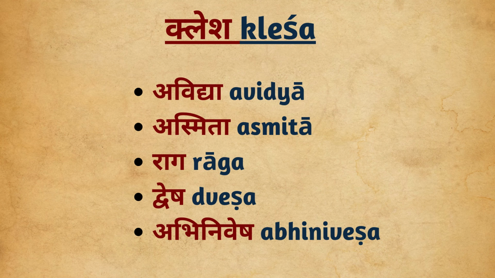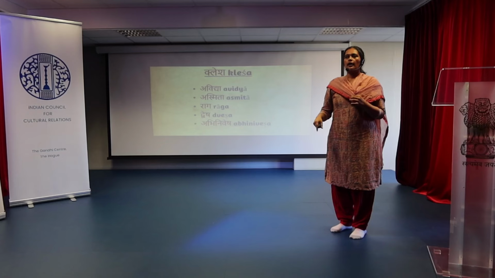Kleśas are afflictions of the mind which cause suffering. It includes avidya. Avidya is ignorance. Ignorance of our true nature. That is avidya. So we are actually that pure essence, that pure consciousness. But because of ignorance, we think we are this body. We get associated with prakriti. So because of this avidya, asmita comes.